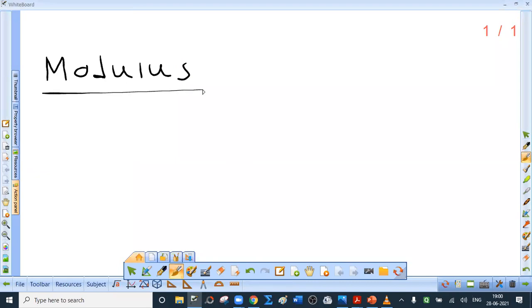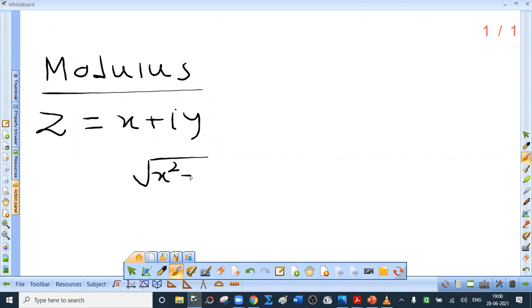This is an important concept, modulus of complex number z. Suppose z equal to x plus iy is a complex number. Then modulus of z is defined. Listen to the word defined. The modulus of z is defined to be root of x square plus y square. It is written as mod z, so mod z is root of x square plus y square. You can write this as MOD, the standard short form of modulus, mod z.